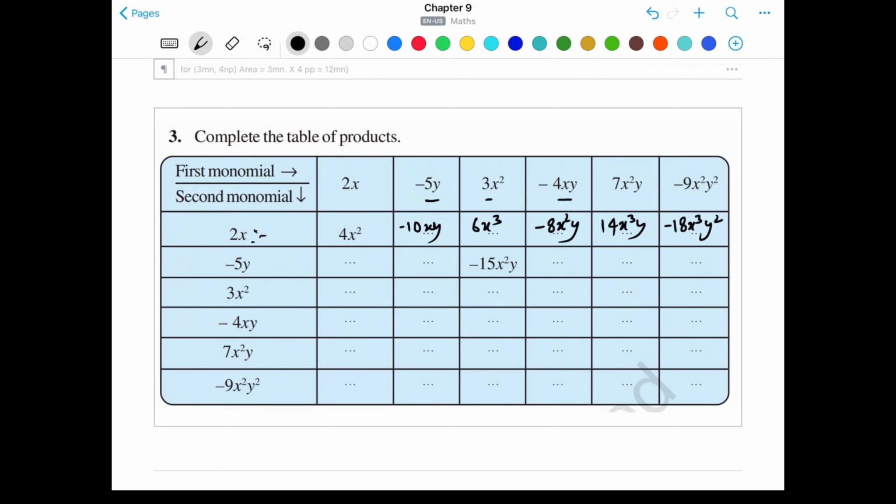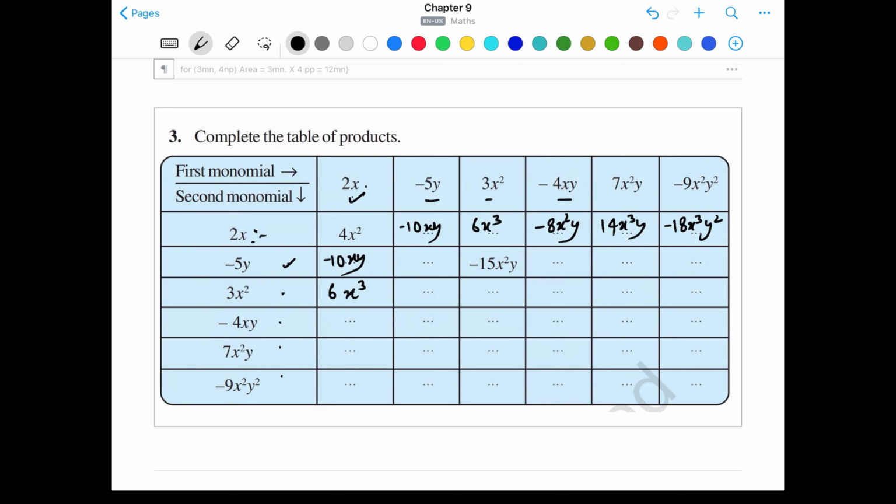Okay, now let's start by filling the columns. So we'll multiply this 2x with all the values given in this column. So this 2x into 5 minus 5y, 2 into minus 5 will give us minus 10. X into y will give us xy. Okay, now this 2x into minus 3x square will give us 2 into 3 is 6. X square into x will give us x cube.